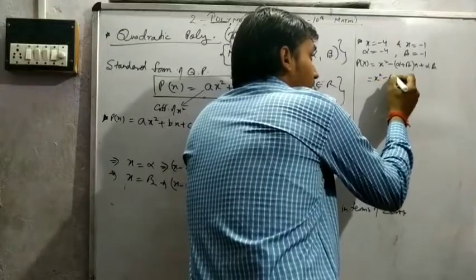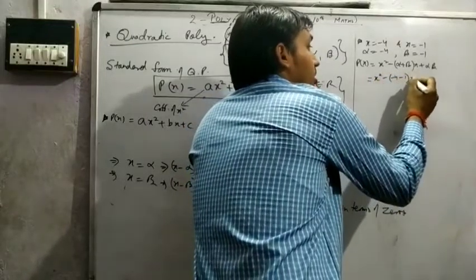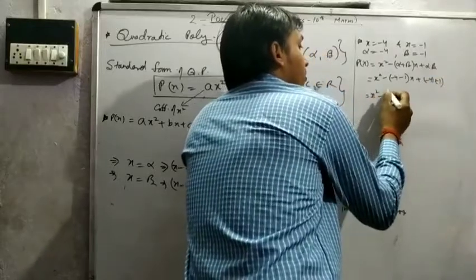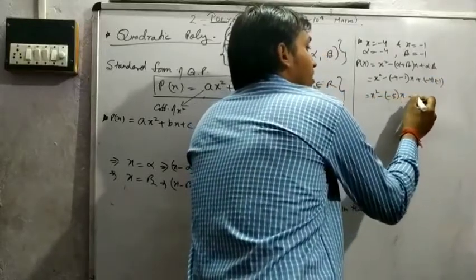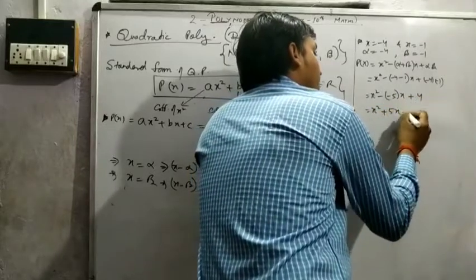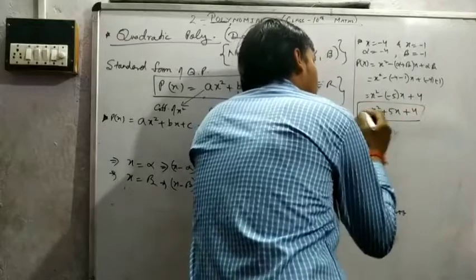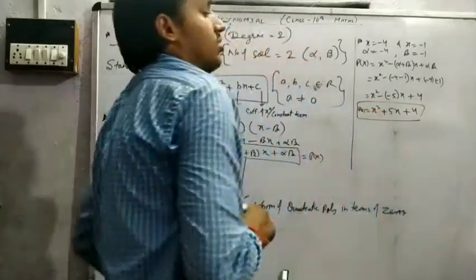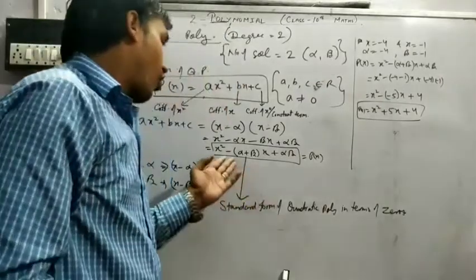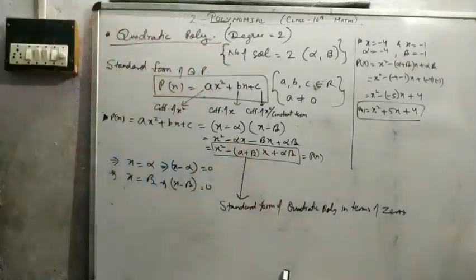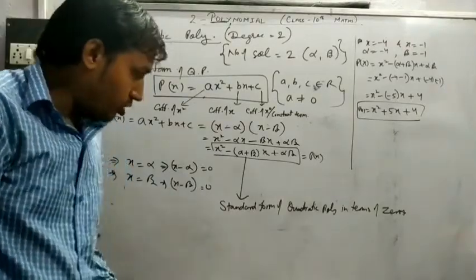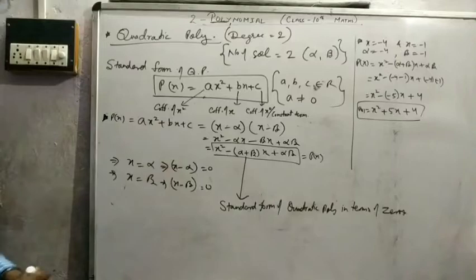So x square minus (-4) minus 1 x, minus 4 minus 1, x square minus 5x plus 4... x square plus 5x plus 4 is the polynomial. Same polynomial we get. So that is the formula to find the quadratic polynomial when zeros are given. So pause the video and note down this formula.